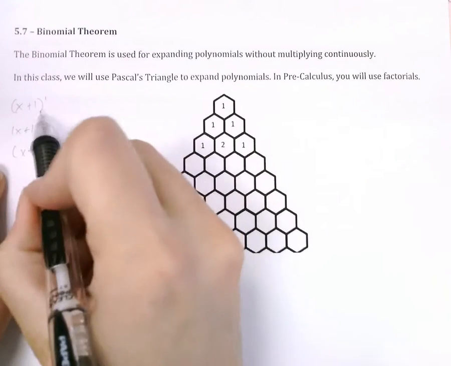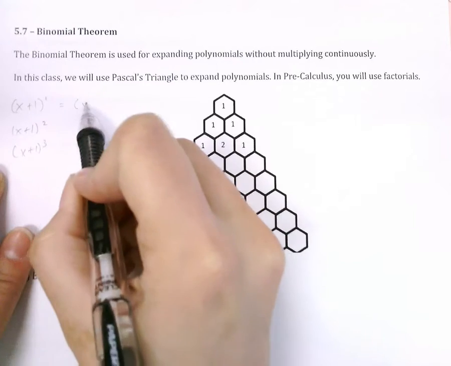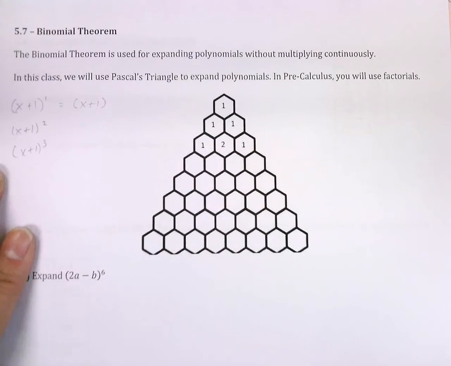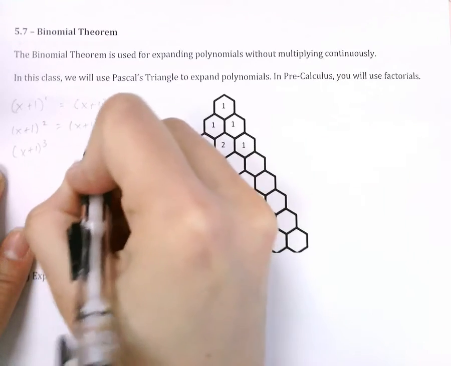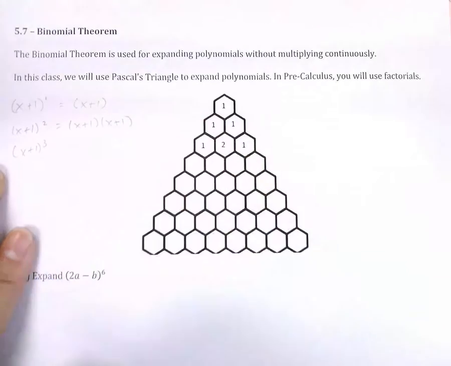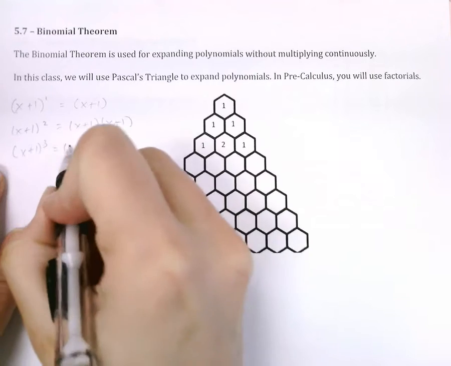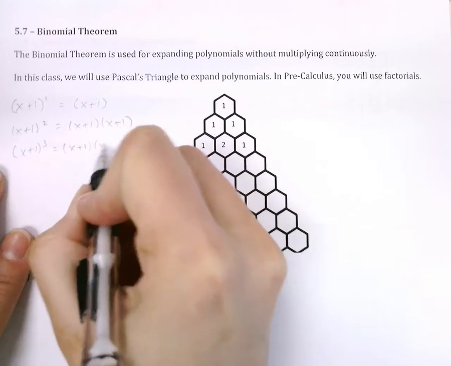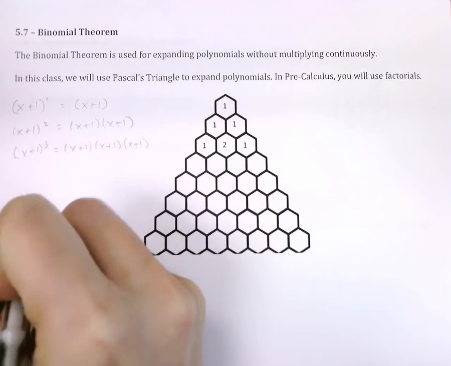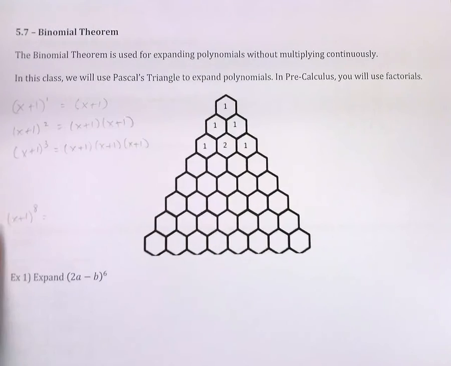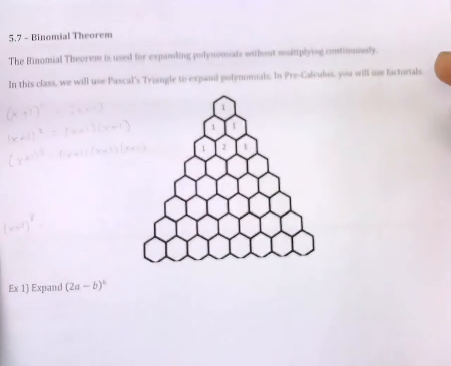So if you have x plus 1 to the 1, there's just one of those, so you're just going to have x plus 1. But if you have x plus 1 squared, that's 2 x plus 1s that you would have to multiply together. If you have x plus 1 cubed, that's 3 x plus 1s. And if I had x plus 1 to the 8th, that would be 8 x plus 1s that I would have to multiply together, and that would take a while, correct? Yes, it would take a while.